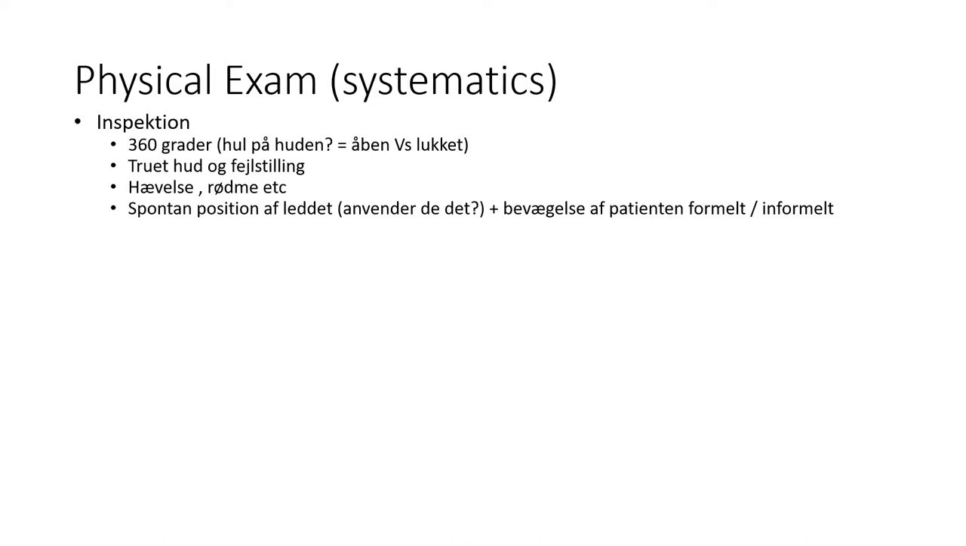Okay, so the systematics. Let's go into details with this inspection, palpation and so on. For the inspection, always think of looking 360 degrees around the area of injury, because there might be an open fracture. It might just be a small hole in the skin. Look for tinting of the skin, whether the skin is pale and you have to reduce it right away. Look for swelling and redness and obvious dislocations.